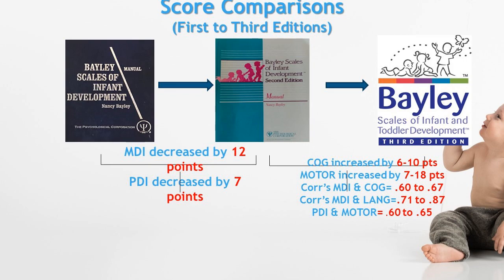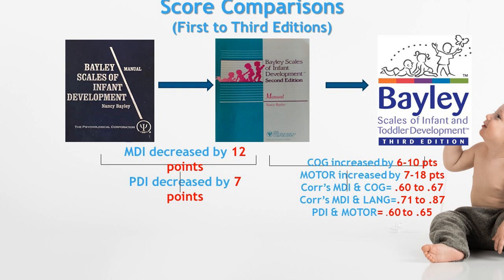Some of you may recall seeing this slide on previous webinars, but I think it's an important one because it shows the evolution of the Bayley and gives evidence as to why we are where we are now. The Bayley scales were originated in 1969, and then the Bayley-2 came out in 1993.